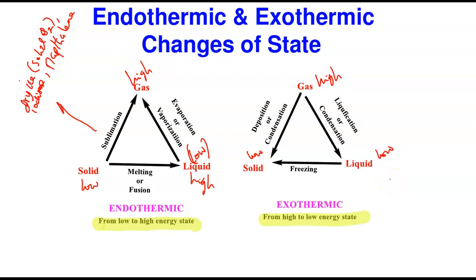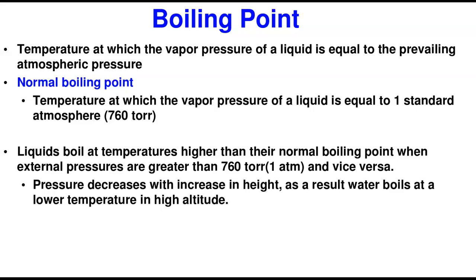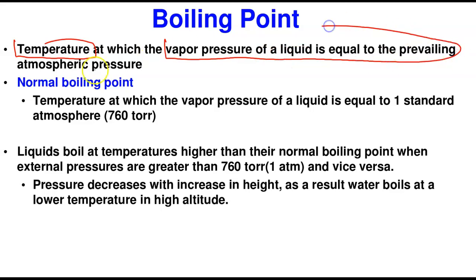So you need to be familiar with some of these concepts, and we're going to use them in solving a few problems as we move on. Boiling point, of course. The boiling point of any substance is a temperature at which the vapor pressure of that substance is equal to the prevailing atmospheric pressure. The atmospheric pressure here is either 1 standard atmosphere or 760 torr.